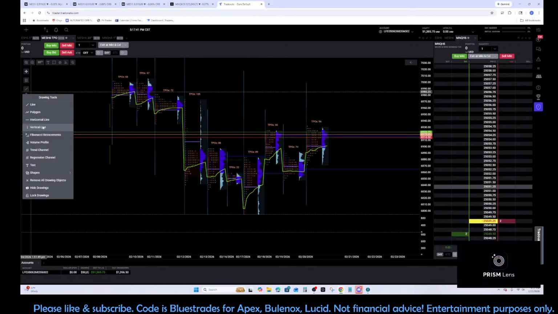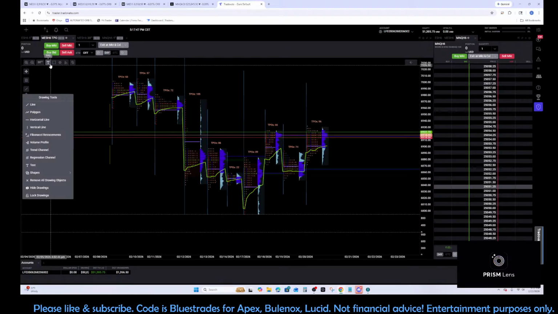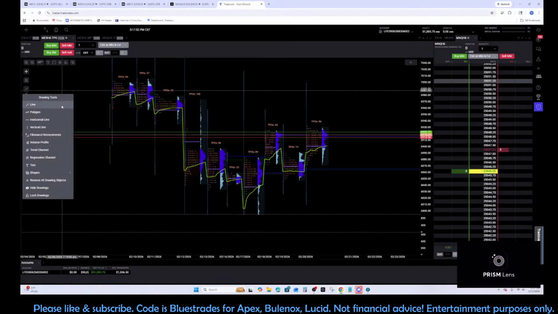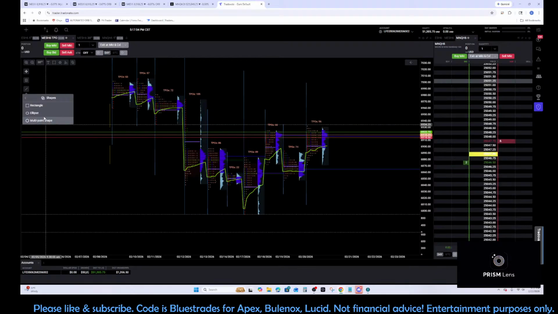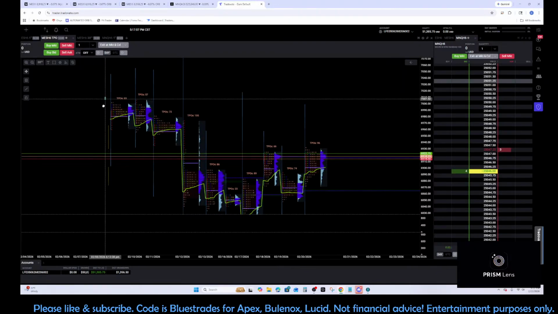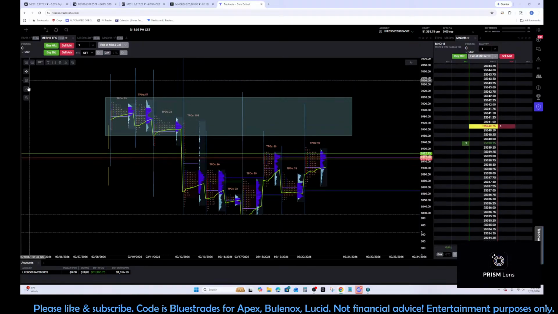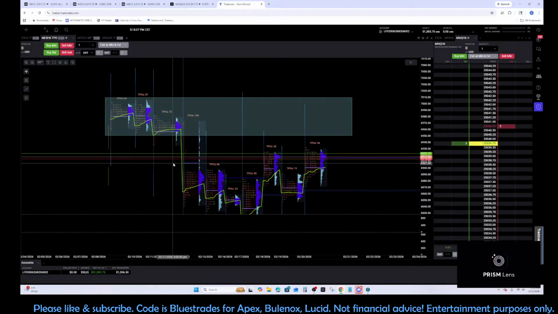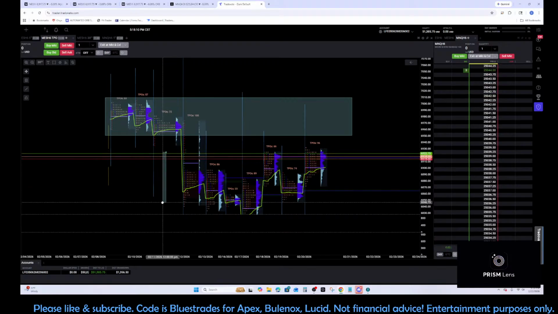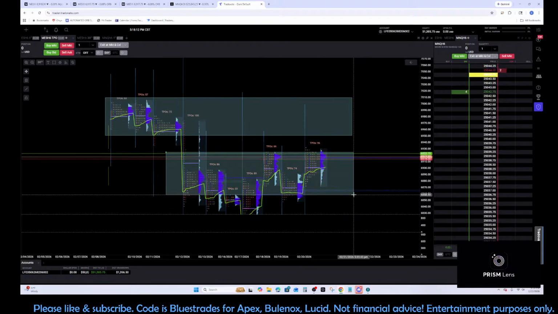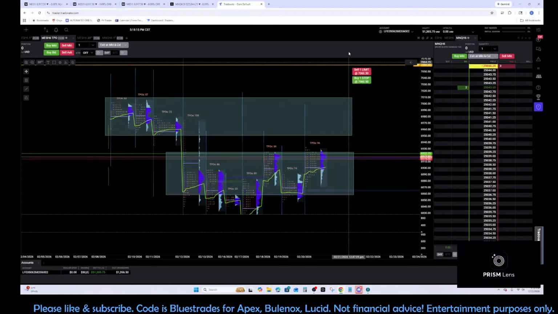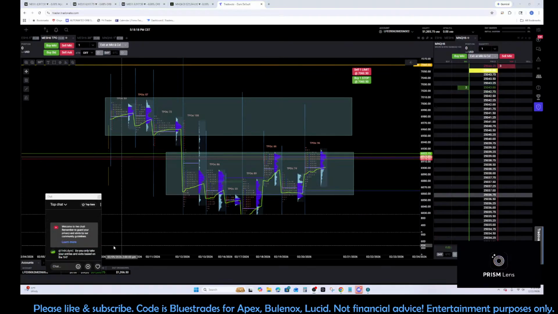So if you do a rectangle, how do you do a rectangle? I don't know how you do a rectangle. Shapes. There we go. Rectangles. So if you do a rectangle here, you can see where a good portion of the transactions took place there, and then also here as well. So we would kind of want to do from there to there. It just gives you a better idea of where all the volume took place.